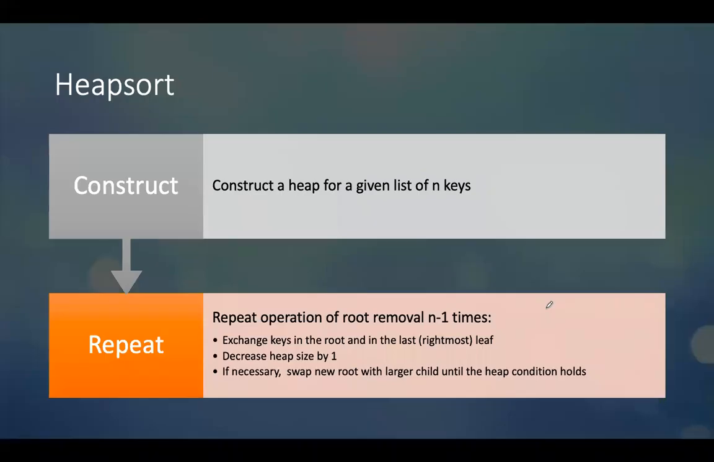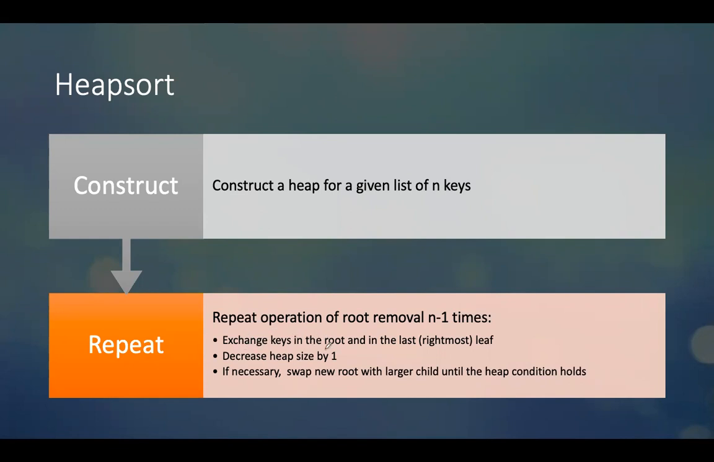Heap sort. So if I ask you to write the heap sort algorithm, first step is construct a heap for a given list of key elements, n keys. To construct heap, we'll use bottom-up algorithm. Next, you need to repeat certain steps. It will repeat each time and it will be removing one node. So it will repeat these many steps.